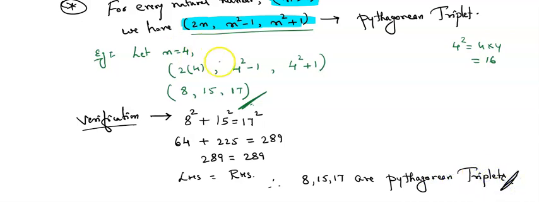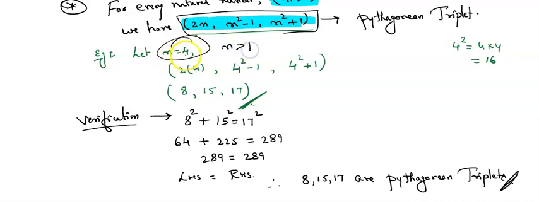So I have given you the logic and also I have given you the standard form. The standard form to find a Pythagorean triplet, that is 2m, m square minus 1, m square plus 1, when m is greater than 1. As you can see, the value of m is 4. It means it is greater than 1. Since it is greater than 1, you can apply this condition. Okay, is this clear? Good.